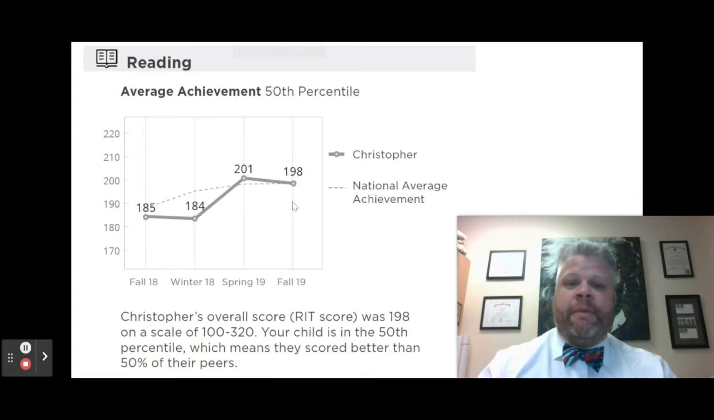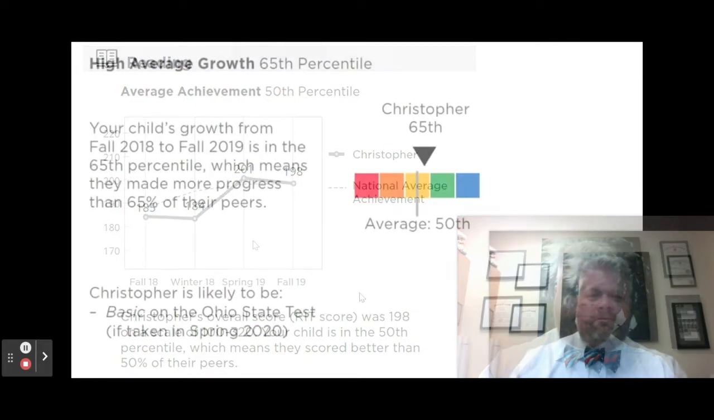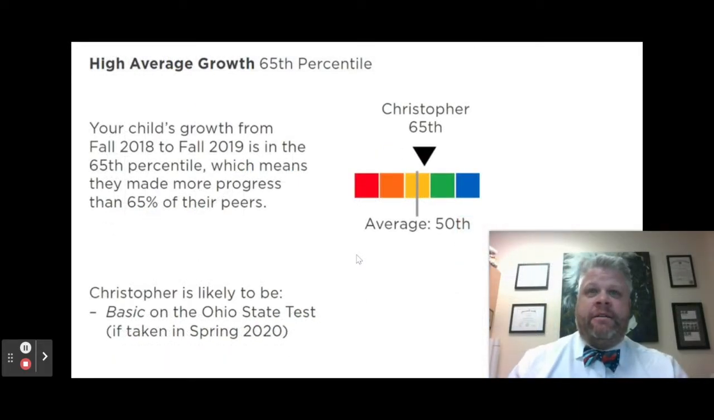Christopher's current score puts him at the 50th percentile, which means that his score was at or above the level of 50% of other fourth graders in reading. The achievement data tells us how Christopher is doing each season. To get a more complete picture of Christopher's progress, we can look at his growth over time.